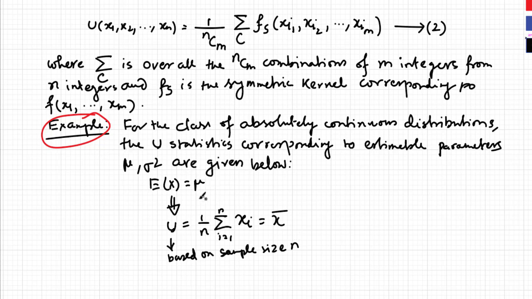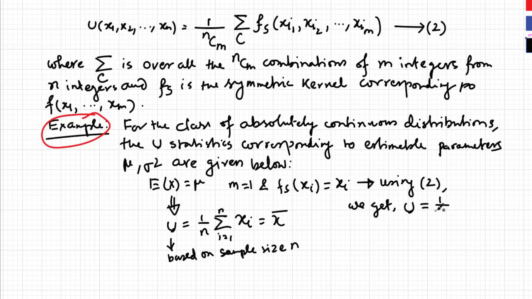See here m equal to 1 and if s x i is small xi, so using 2 we get U equal to 1 by n c 1 sum over all possible combinations, since we take 1 observation from small n observations, so it should be i from 1 to small n, small xi equal to x bar.